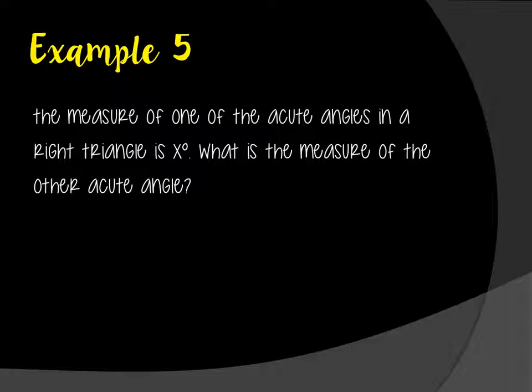Let's look at example 5. The measure of one of the acute angles in a right triangle is x. What is the measure of the other acute angle? We do the same thing. We have a right triangle. We can call it ABC again. And B has a measure of x. So how do we find angle C?